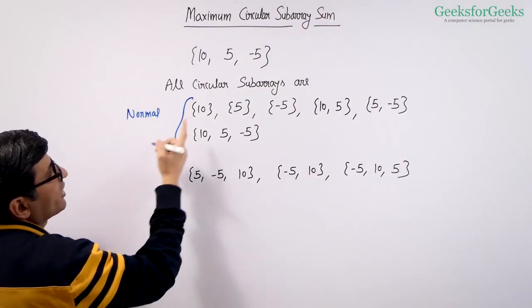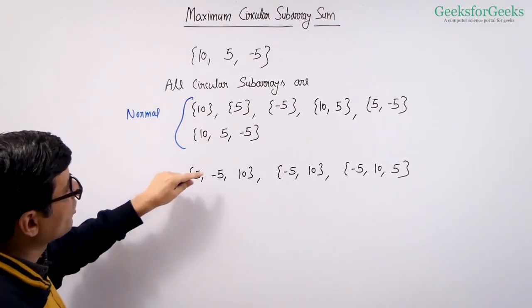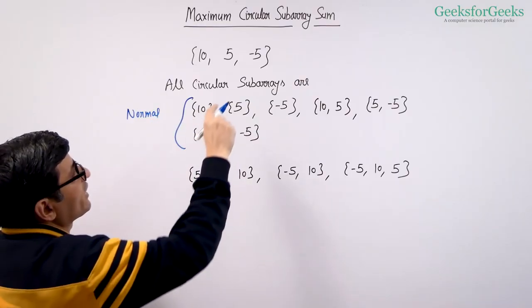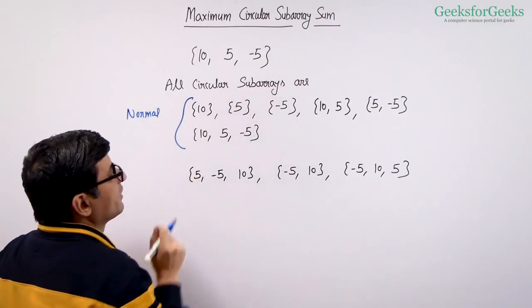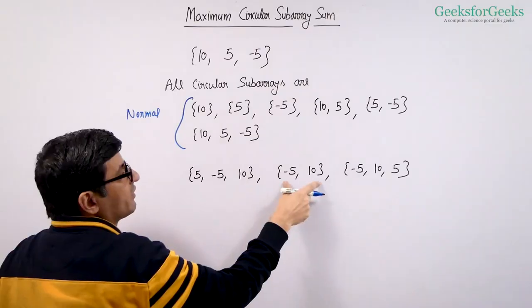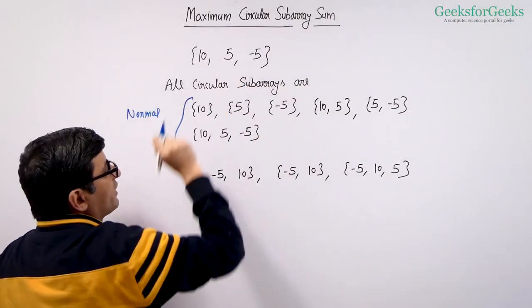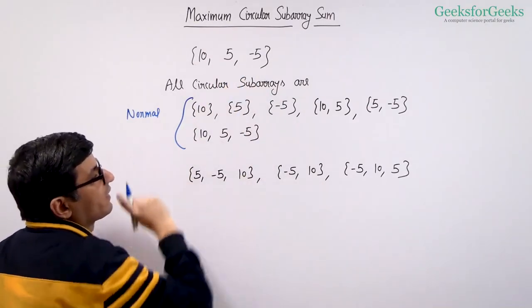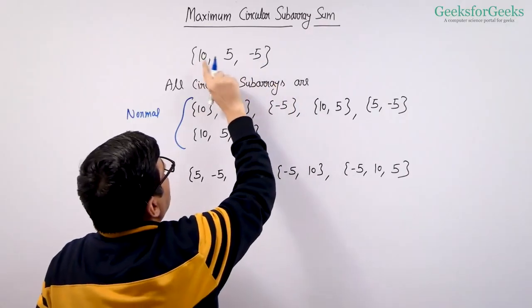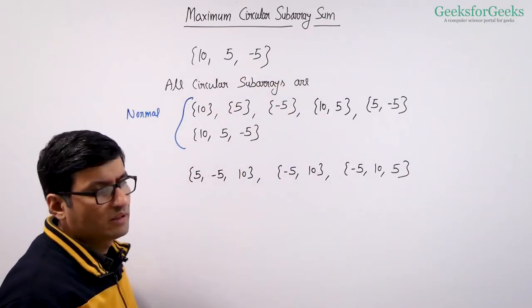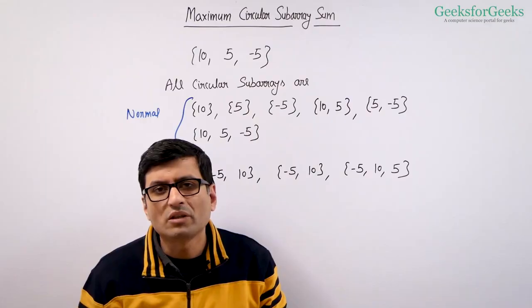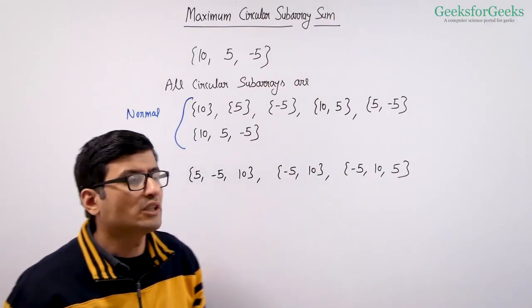Now, circular subarrays also include the subarrays which are formed by connecting the last element back to the first element. For example, minus 5, 10. Or 5, minus 5, 10. This is also a subarray. Minus 5, 10, 5. This is also a circular subarray. So these are all possible circular subarrays of the given array.